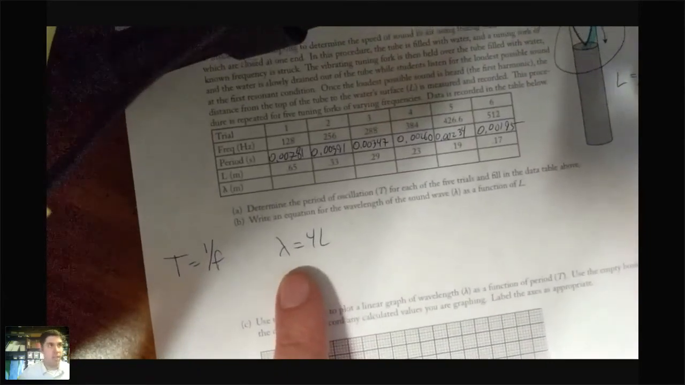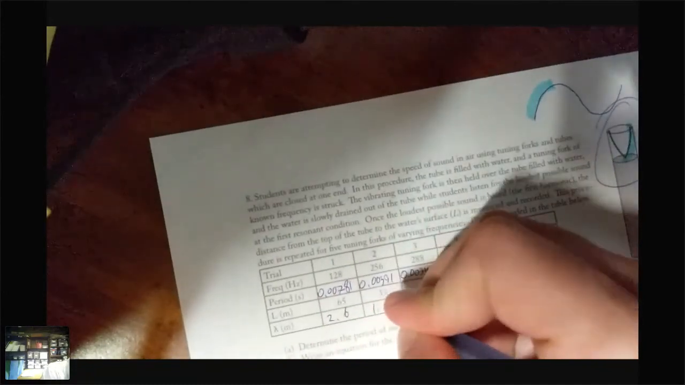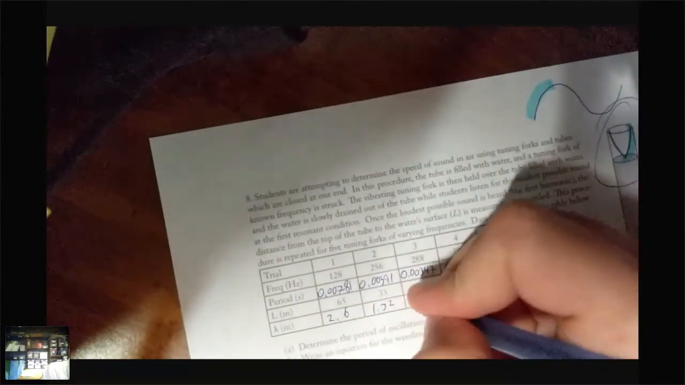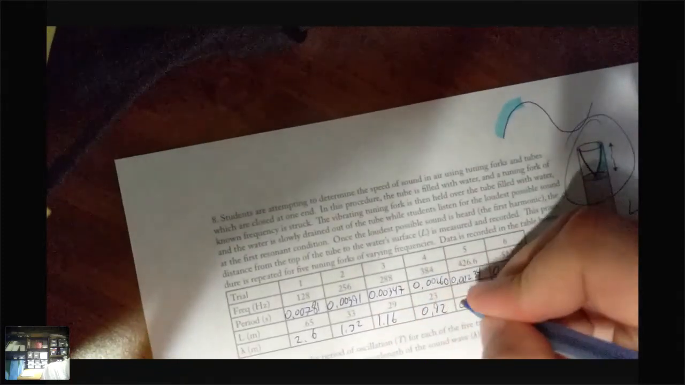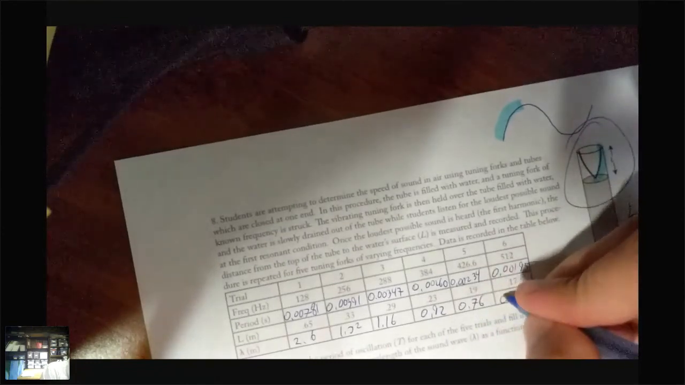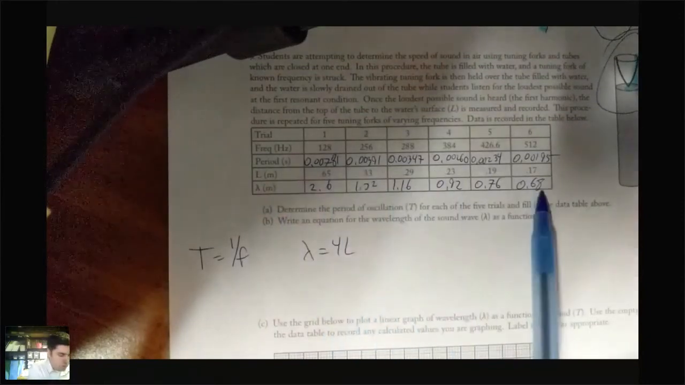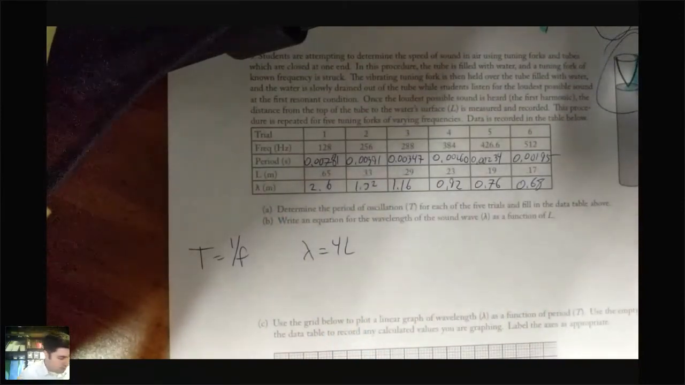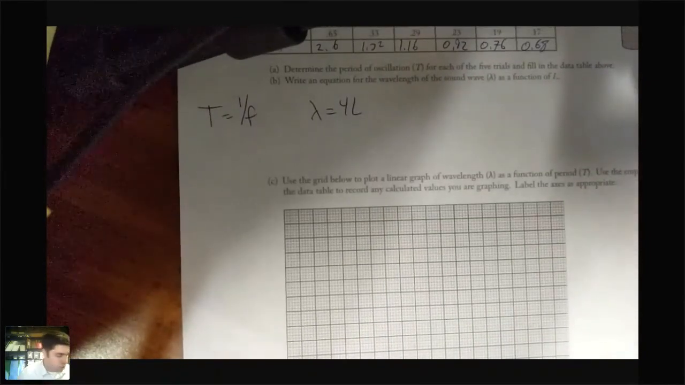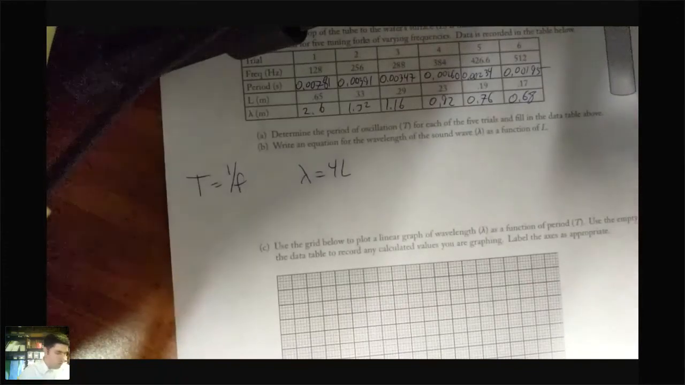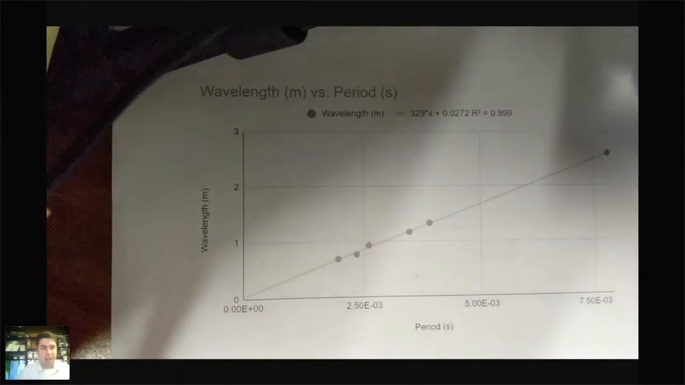All right, so let's fill in this chunk with 4 times that wavelength: 1.32, 1.16, 0.92, 0.76, and 0.68. Okay, so I multiplied all the lengths by 4 to get those, and then we're good. Okay, next part is to make a graph. I'm going to shoot a little bit here, and lo and behold, hey, look, I get a graph. Our spreadsheet's amazing. All right, so we've got this graph here.